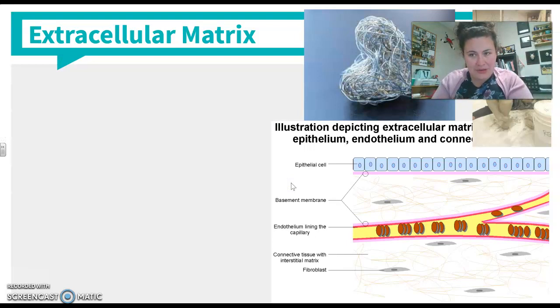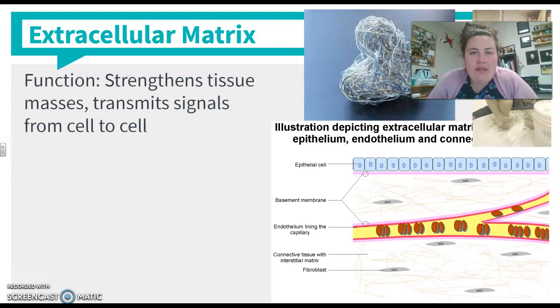I want to talk about something really cool though called the extracellular matrix. Okay, so this is not an organelle because it's not inside the cells, but it is a really cool side effect of being a multicellular organism. So, we have lots and lots of cells that work together to make us one organism. And the way that those cells work together and interact is through the extracellular matrix.